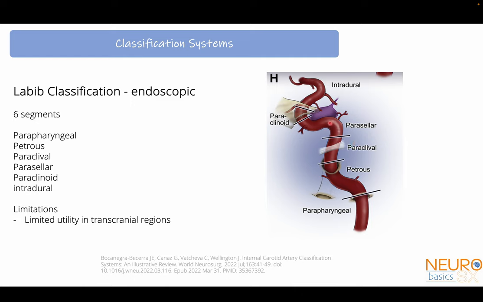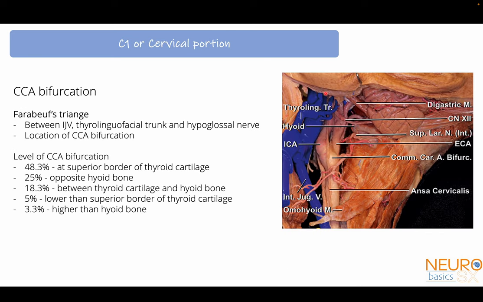The part next to the sella would be the parasellar ICA. The part next to the clinoid would be the paraclinoid ICA. And the part inside the dura would be the intradural ICA. So this is useful endoscopically only and does not really have any utility in transcranial regions. Right, so that is about the classification systems for the ICA.